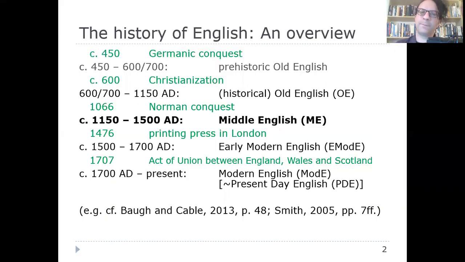Okay, I already showed you this slide in the first video. So just as a reminder, the Middle English period runs from the middle of the 12th century until the end of the 15th century, roughly. And we can say that the event that sparked the beginning of the Middle English period is the Norman Conquest of England. And an important innovation towards the end of the Middle English period is the introduction of the printing press by William Caxton in the 1470s.